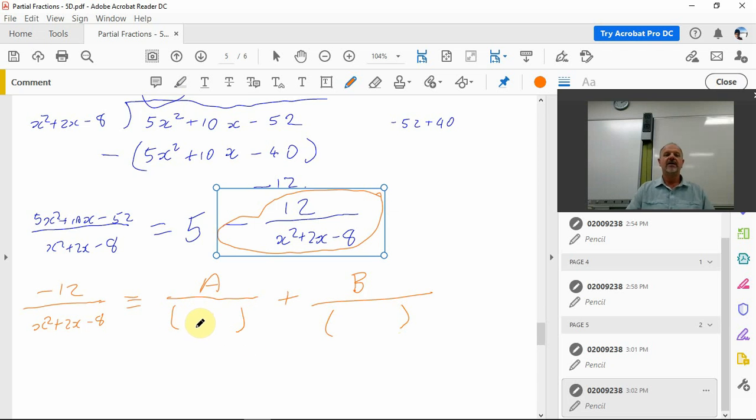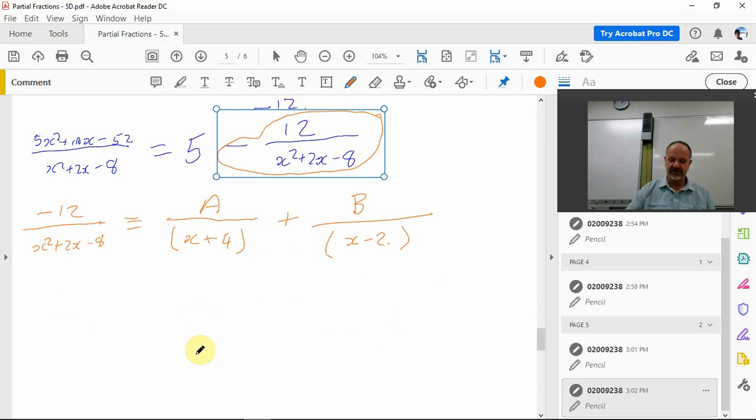All right, the factors: two numbers that multiply to give you negative 8 and add to give you 2, so I'm going plus 4 and minus 2. I reckon that would be right.